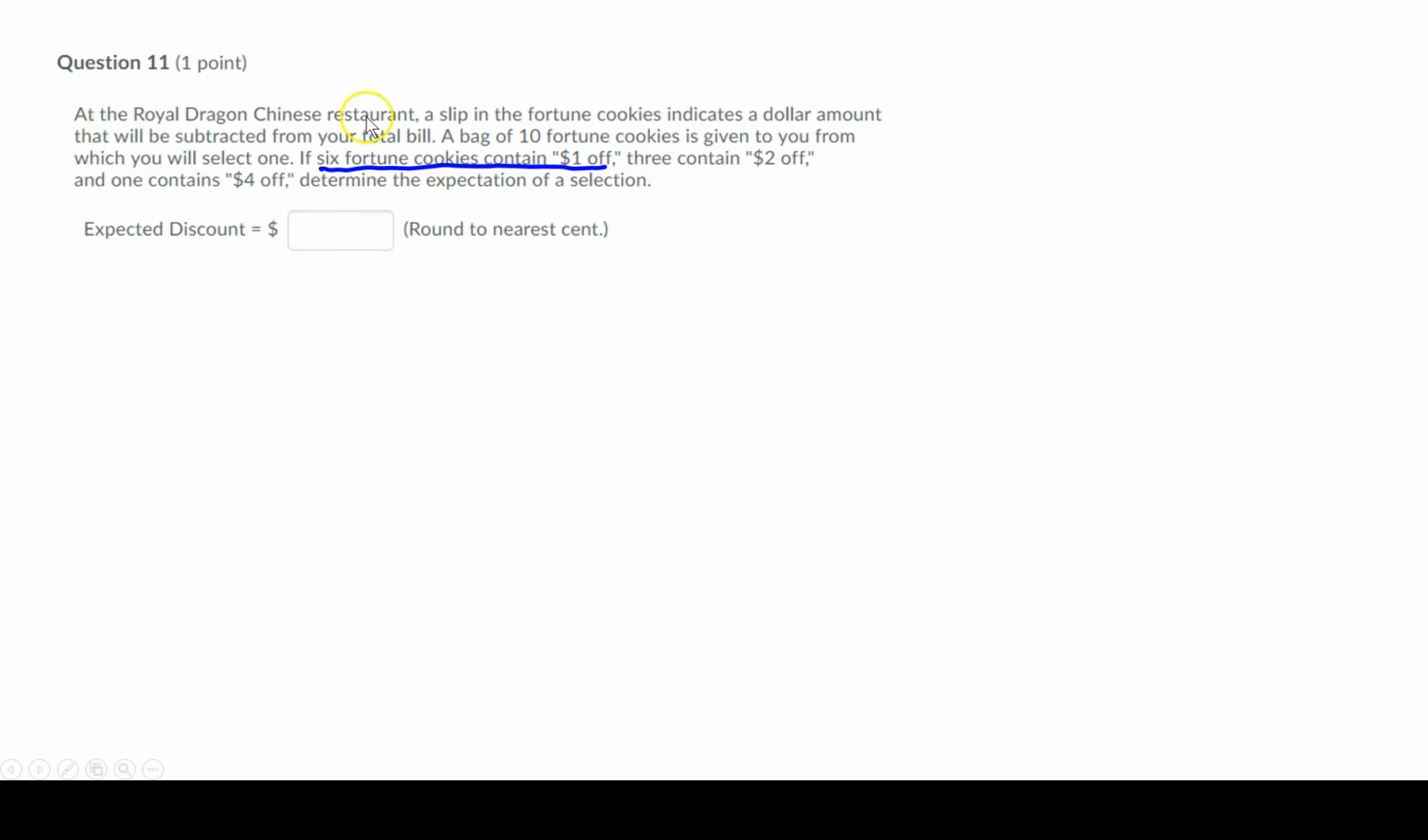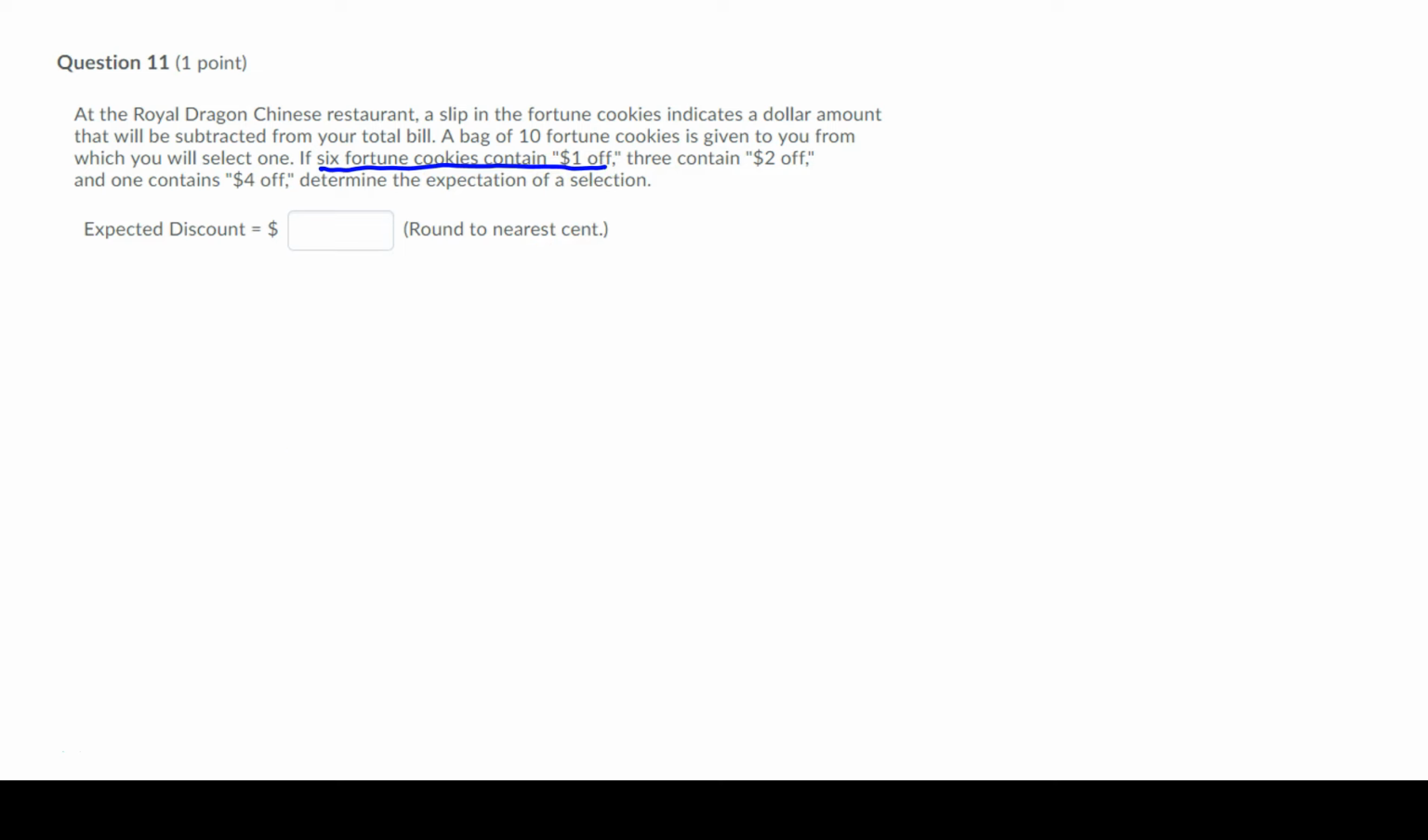At the Royal Dragon Chinese restaurant, a slip in the fortune cookies indicates a dollar amount that will be subtracted from your total bill. Sometimes these underlines didn't get clicked the right way. Oh well. A bag of 10 fortune cookies is given to you from which you will select one. If 6 fortune cookies contain $1 off, 3 contain $2 off, and 1 contains $4 off, determine the expectation of a selection.